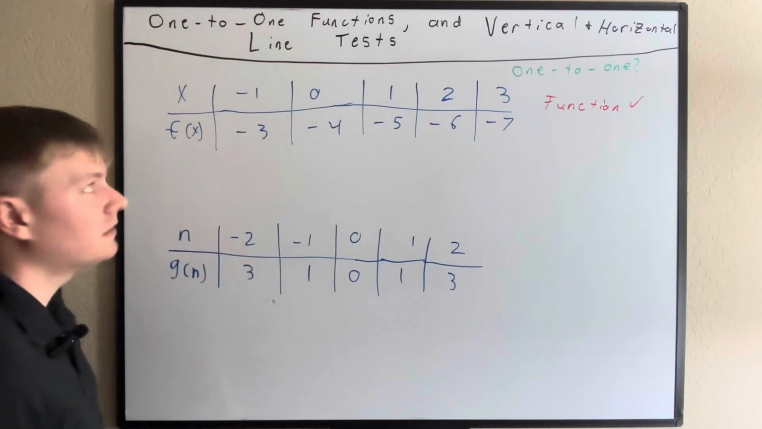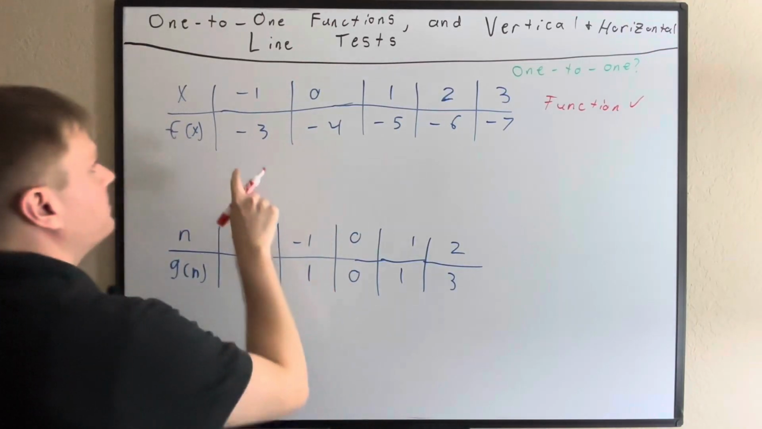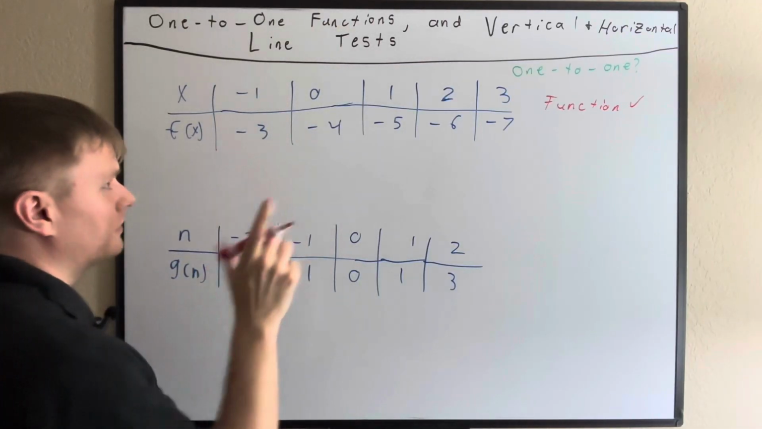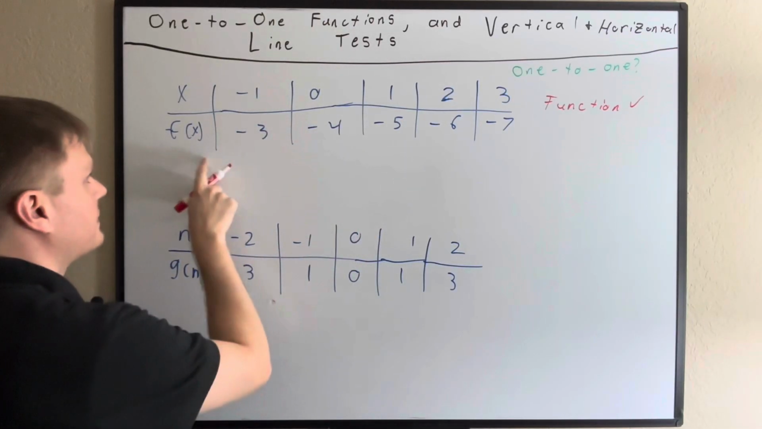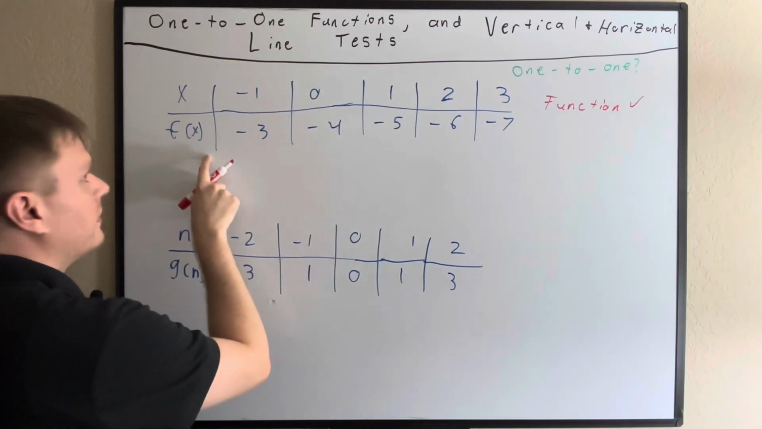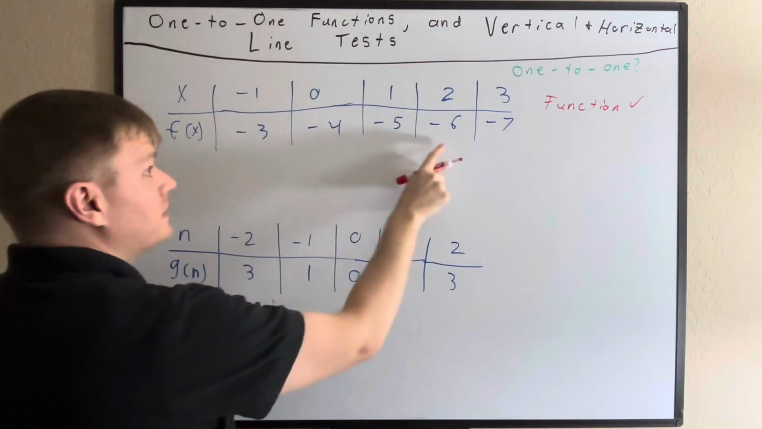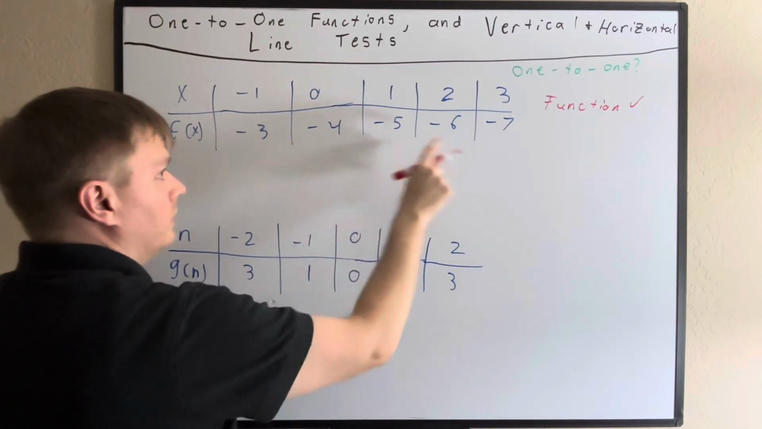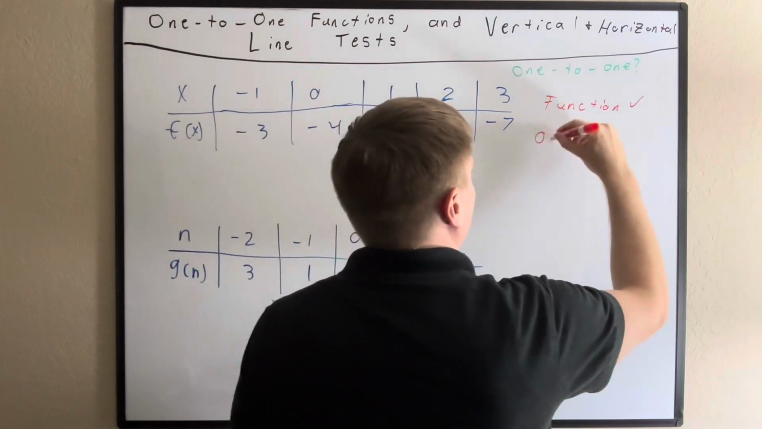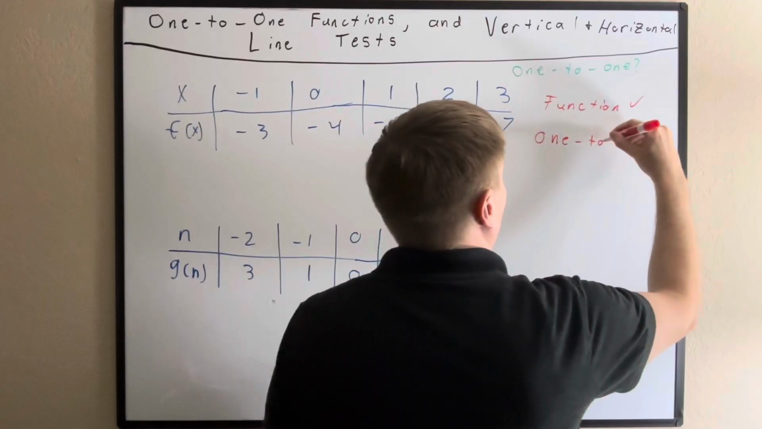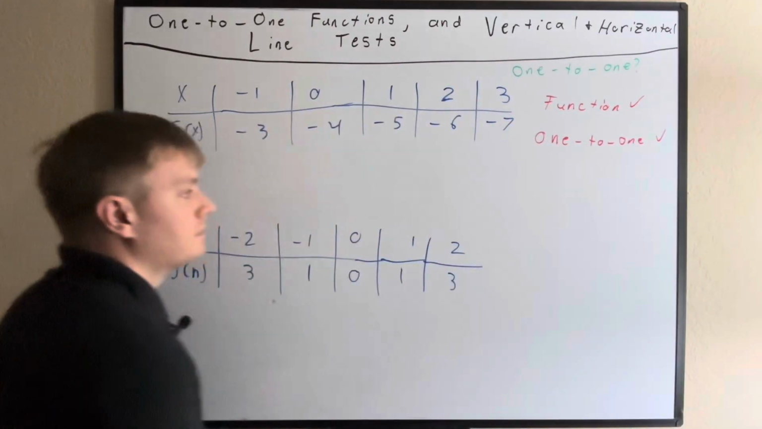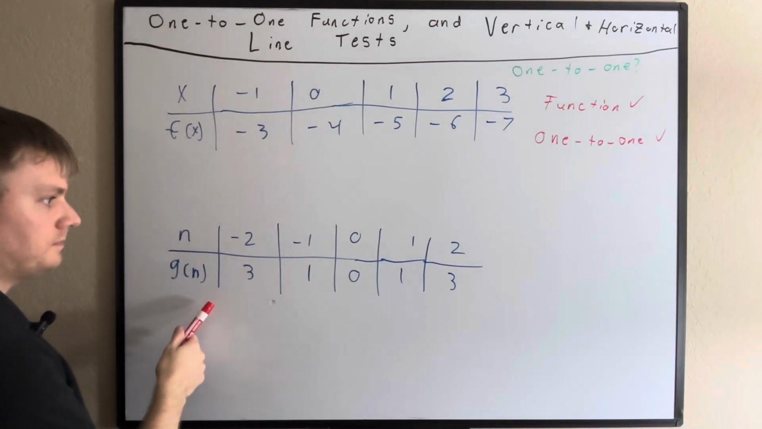Does it need to be a function to be one-to-one? No, I don't think it does. But we'll go over that later with the vertical and horizontal line tests. Do any of their outputs repeat? No, they're all different. So this is one-to-one. It's both.